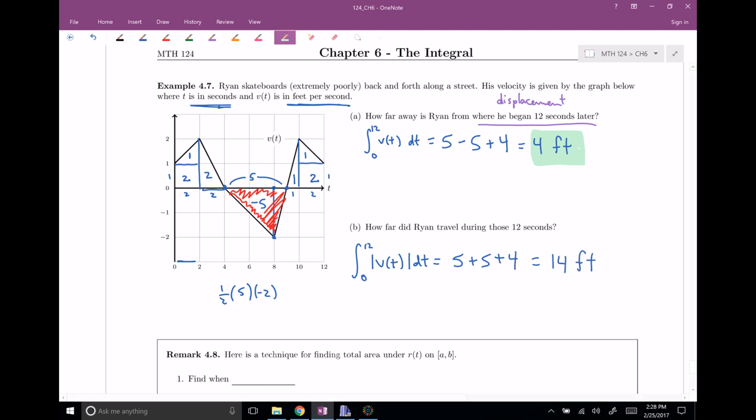So I was displaced by 4 feet, but that's because I went 5 feet forward, 5 feet back, and then another 4 feet forward, right? So my total distance is actually quite a bit more.